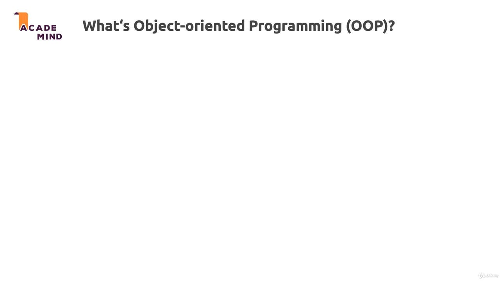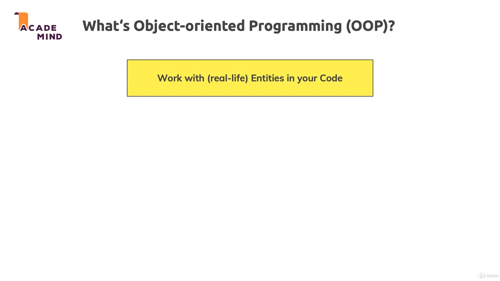So what is object-oriented programming, also often abbreviated as OOP? It's an approach, it's a way of writing and of structuring your code in the end. It's a way of thinking or reasoning about your code and planning your code. And the idea behind object-oriented programming is that you work with kind of real-life entities in your code. Now, I already mentioned this before when I talked about objects, so that's not that new.